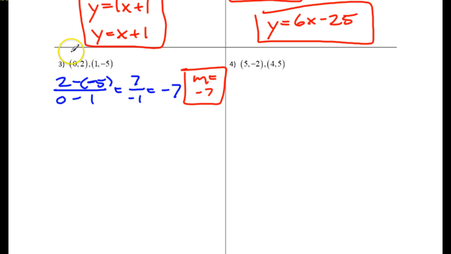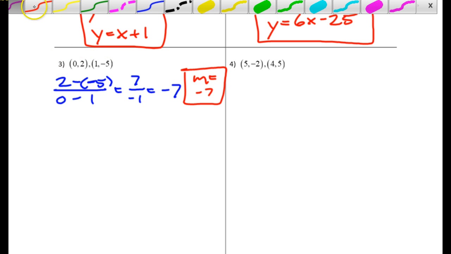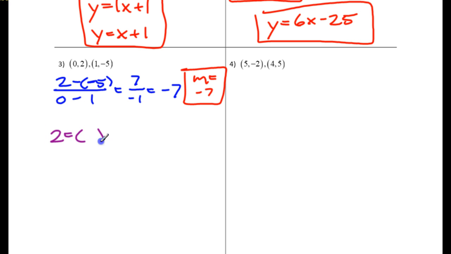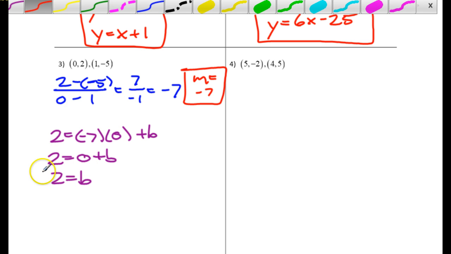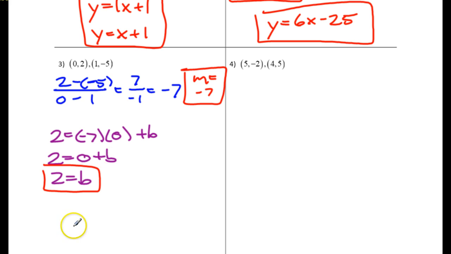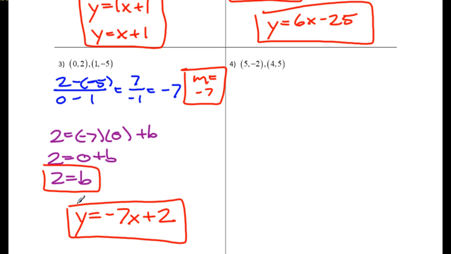Well, now that I got my m, I'm going to use this point with my x and my y. And I'm going to plug it in to get my b. So in this case, my y is 2 equals mx plus b. M is negative 7. And then the x is 0. So 2 equals, that times that is 0 plus b. And the 0 doesn't mean anything, right? So just b equals 2. So here we are. There's my b, there's my m. Let's plug it in. Y equals mx plus b. So that's the equation of that line.